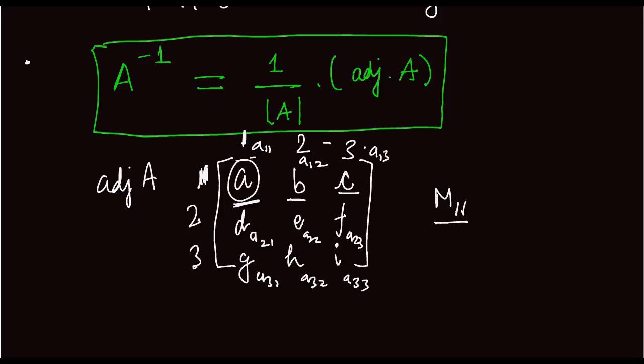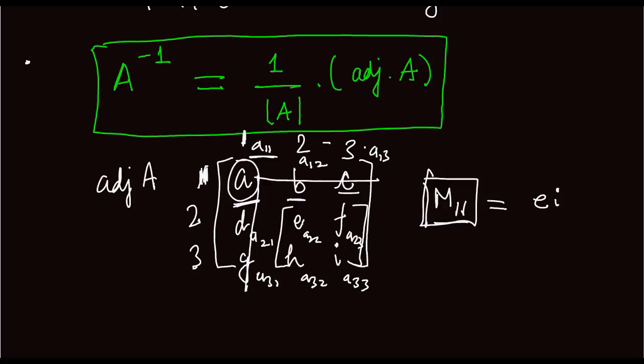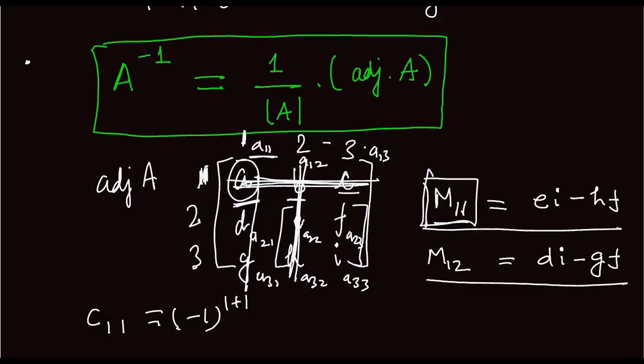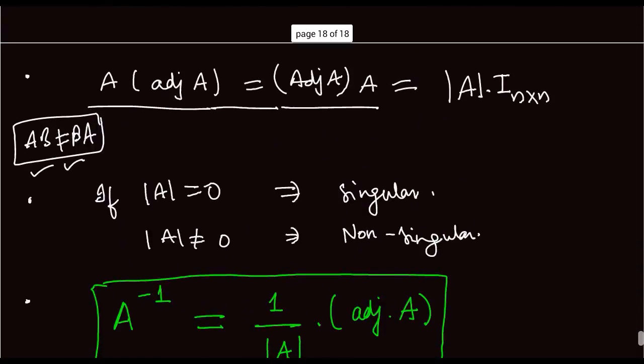Okay, so that's why M11, because A11, first row, first column. In this, if you are calculating M11, then you will remove this row and this column. Then you will calculate the determinant of this matrix. What is the determinant of that matrix? EI minus HF. This is M11. Similarly, M12 will be avoiding this row and this column, so you will get D, F, G and I. That will be DI minus GF. So cofactor C11 will be minus 1 to the power 1 plus 1. As you can see this formula.